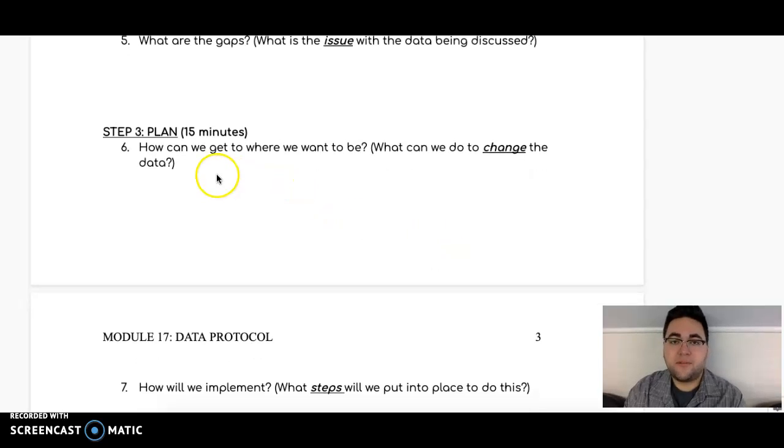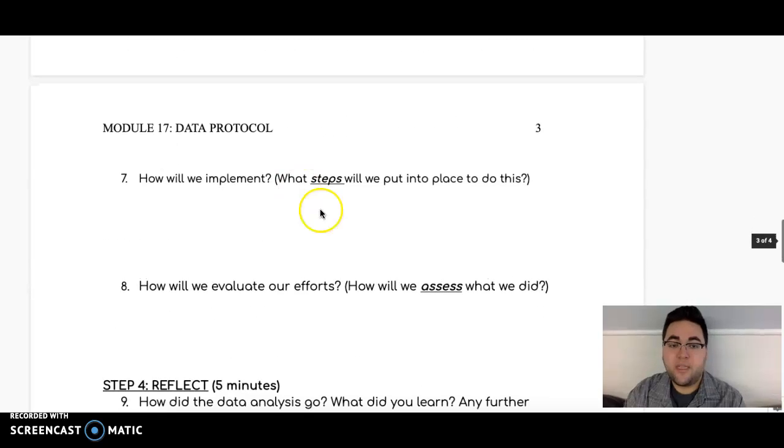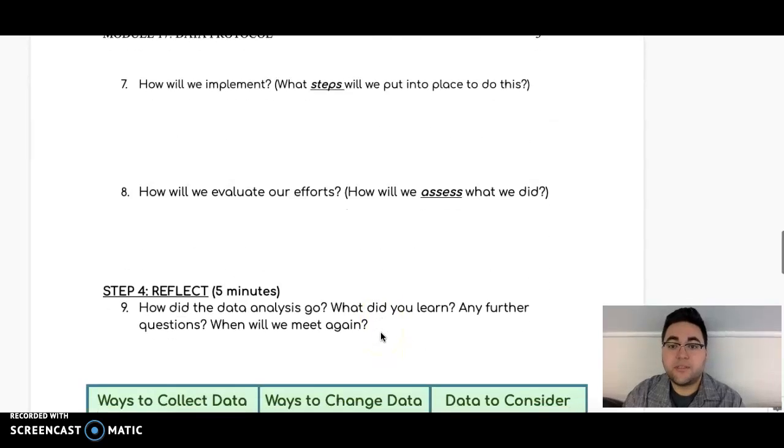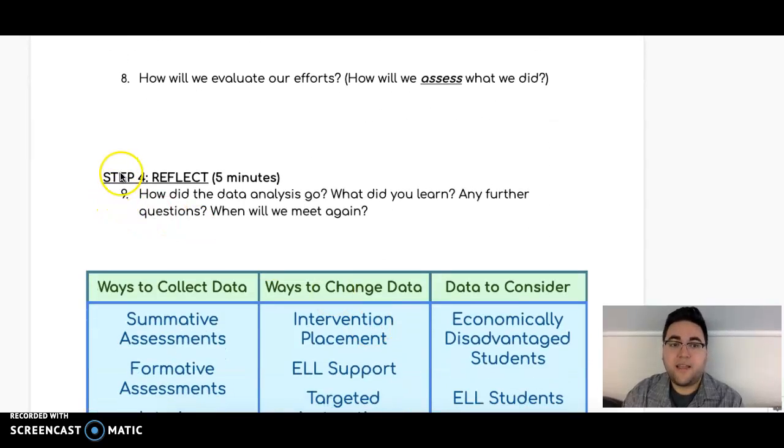So then step 3, our plan. How can we get to where we want to be? What can we do to change the data? So this is where the real importance of the analysis comes into play, where you will discuss and talk about the steps and things you can do to change what you want to change. 7, how will we implement? What steps? And 8, how will we evaluate? How will we assess what we did? And then finally, a big step 4, a reflection piece.